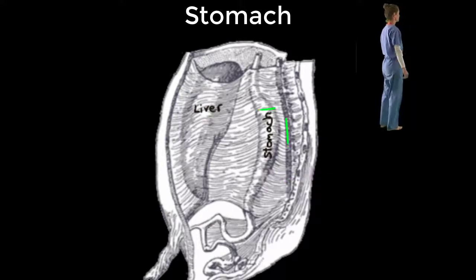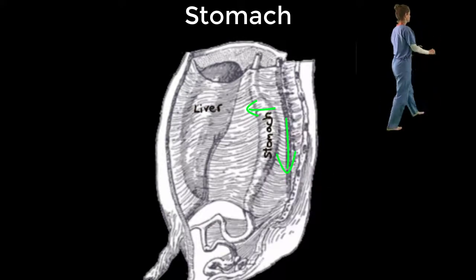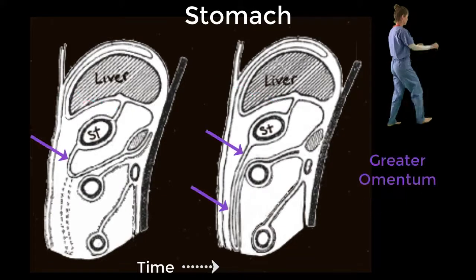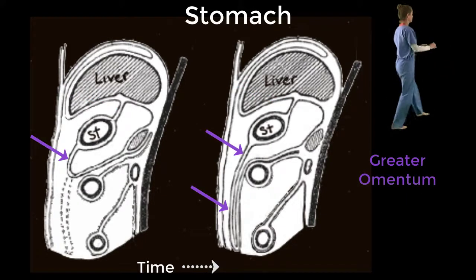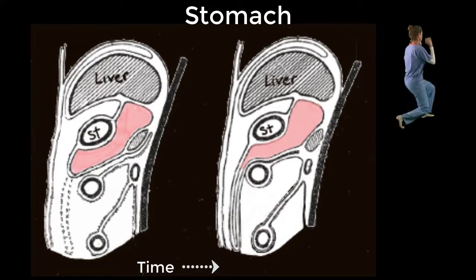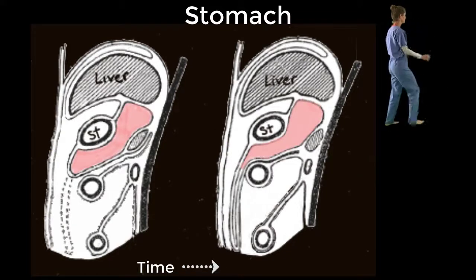Following rotation of the stomach, the mesenteries became known as the lesser omentum, connecting the lesser curvature of the stomach to the liver, and the greater omentum, connecting the greater curvature of the stomach to the posterior abdominal wall. The space that is formed posterior to the lesser omentum and stomach is known as the lesser sac.